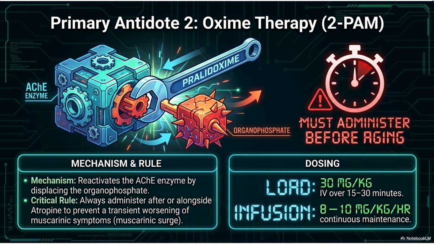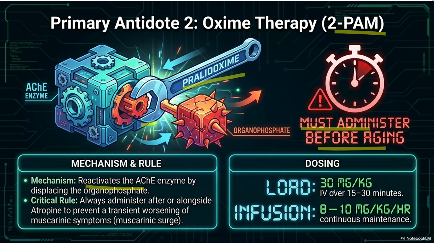Now let's discuss pralidoxime, commonly called 2PAM. Unlike atropine, which blocks muscarinic receptors, pralidoxime works at the enzyme level. It attempts to reactivate acetylcholinesterase, but timing is critical. Look at the warning on the right side of the slide. Oximes must be given before aging occurs. Once aging stabilizes the enzyme bond, reactivation becomes impossible. That's why early administration matters.